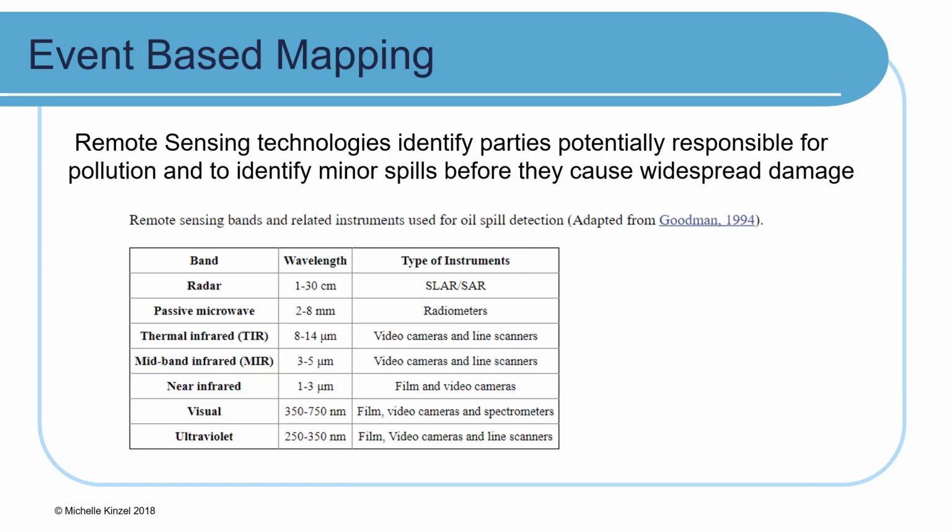So remote sensing technologies identify parties potentially responsible for pollution. It can also help with minor spills before they cause widespread damage. And here's an example of the remote sensing bands and related instruments that were used recently for oil spill detection. This was from an article by Goodman in 1994. And you can see radar, passive microwave, different types of infrared, visual, and ultraviolet were used in this example.